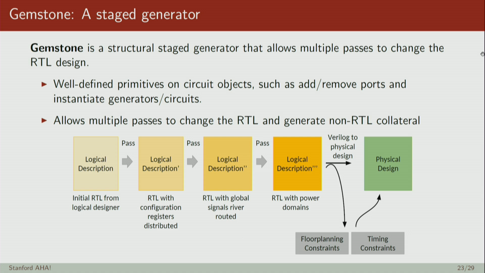If you look at the picture below, at the very beginning, we have the initial RTL from the logical designer. So we can add one pass to change how the registers are placed in the system. We can also add another pass to change how the global signals are routed. And add another pass to insert the power domain switches into the interconnect to allow the tiles to be turned on and off during configuration or even when the application is running. And of course, we can have a pass to extract the floorplanning or timing constraints that will be very useful for the physical design.